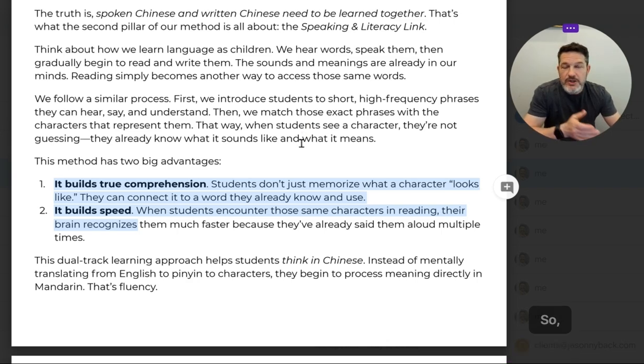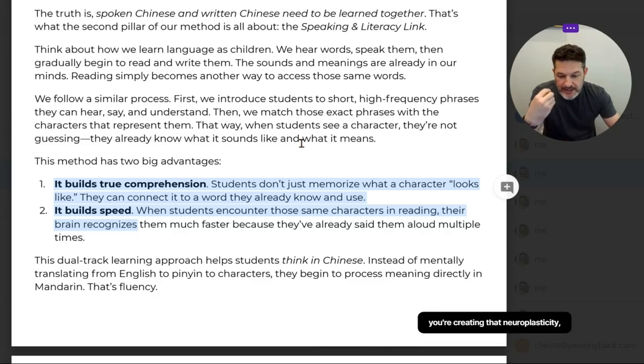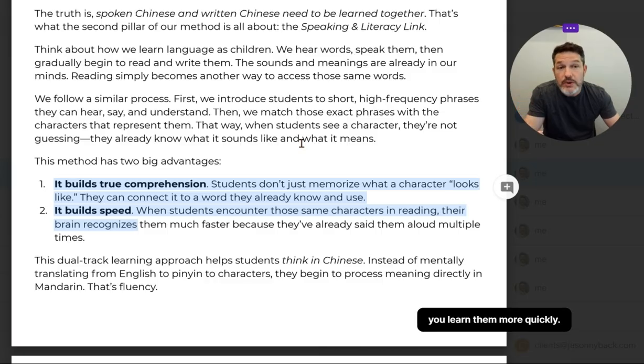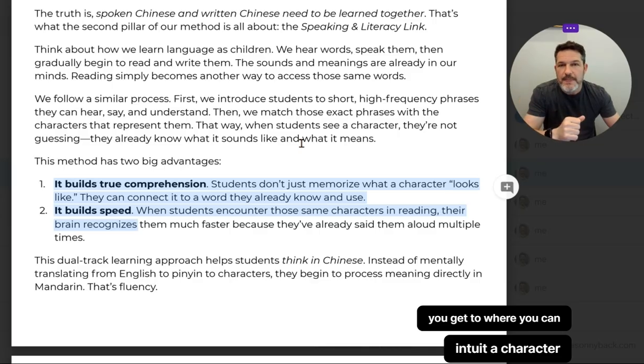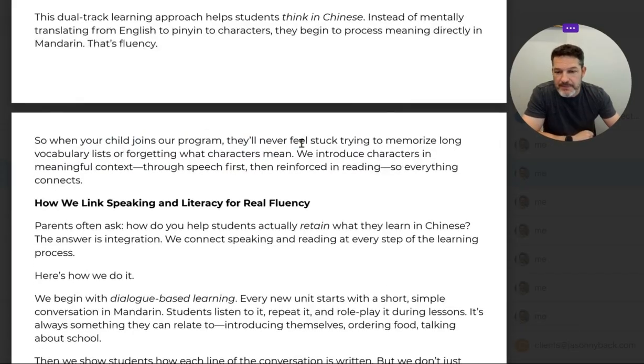multiple times. So you're learning two things. You're engaging the brain much more quickly. You're creating that neuroplasticity. And so then when you learn more characters, you learn them more quickly. And another advantage is you get to where you can intuit a character based on recognizing other similar characters in them and knowing what they might sound like.